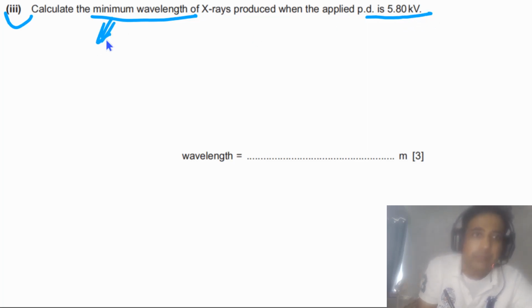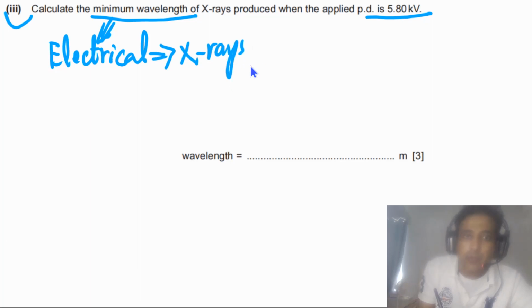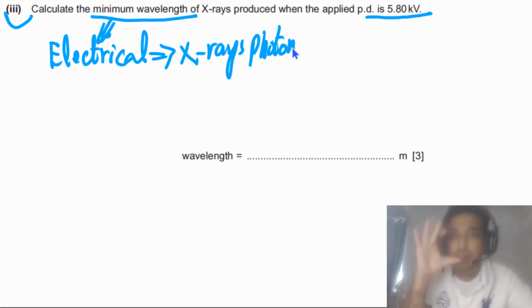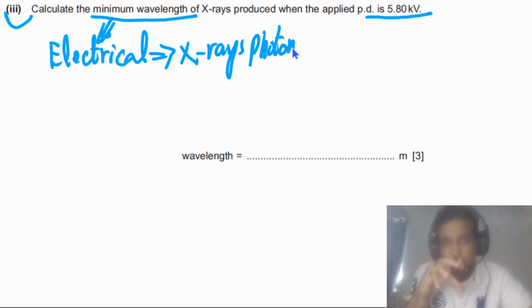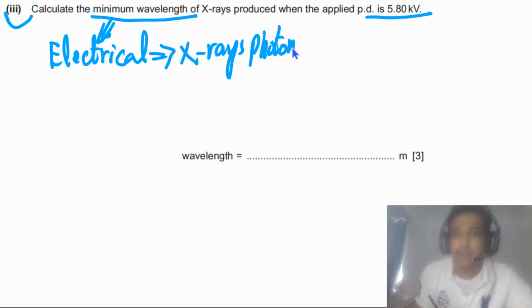Minimum wavelength simply means that all electrical energy has been converted into X-ray photon energy. This is the first thing you need to understand. All the electrical energy has been converted into X-ray photon energy, which means the electron simply stops. So all the kinetic energy has been converted into X-ray photon energy. That lambda we need to calculate.